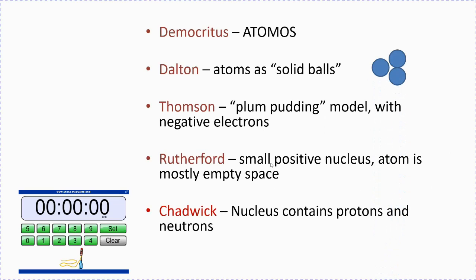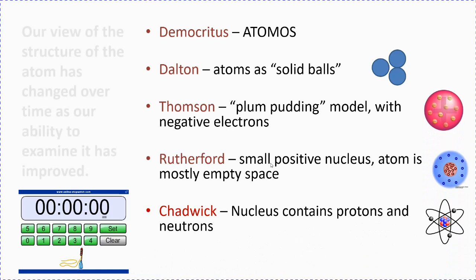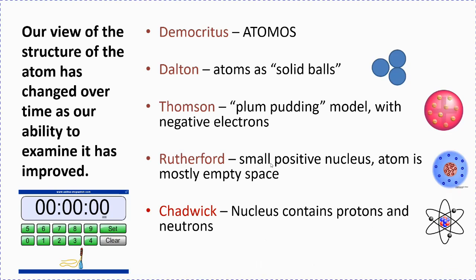So Democritus came up with this word atomos years ago. Much later, in 1805, Dalton came up with this idea of solid balls. Thomson was the plum pudding model. Rutherford was this positive nucleus, okay. Chadwick came up with the nucleus containing protons and neutrons, and then Bohr was the one who came up with the idea that the electrons are on the orbits, okay. So don't worry about that, that's just a bit of a summary.